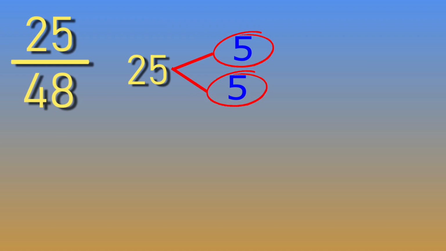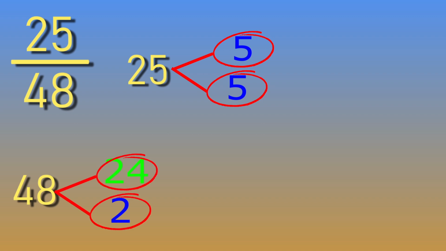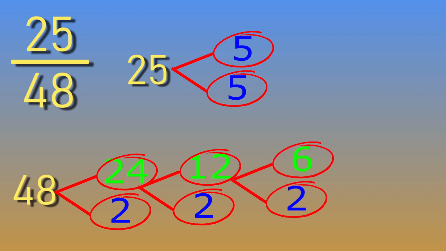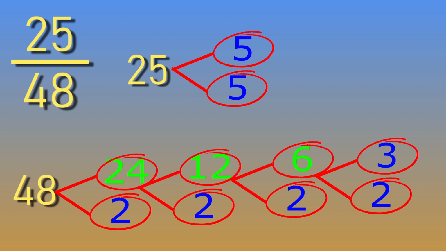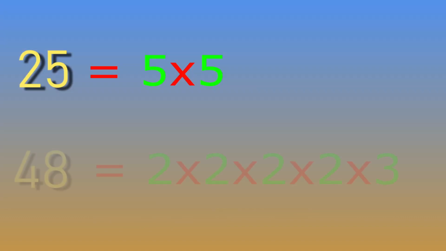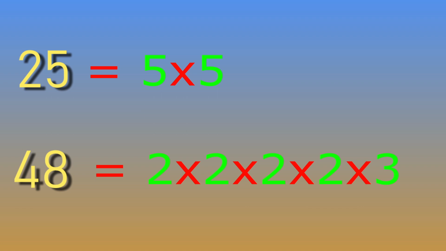Now let's work on the denominator 48. 48 equals 2 times 24. 24 isn't prime, so we can factorize it. 24 equals 2 times 12. We can factorize 12. 12 equals 2 times 6. And finally we factorize 6 to get 6 equals 2 times 3. Now we can factorize no further. We multiply all of the prime factors that resulted, and that gives us that 48 equals 2 times 2 times 2 times 2 times 3.